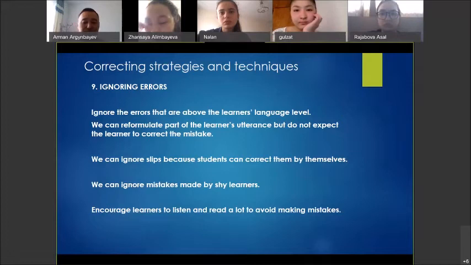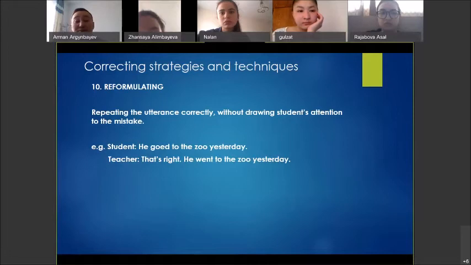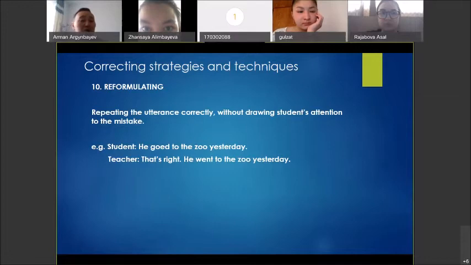The 10th technique is reformulating. Reformulating is similar to echo, but in echo, we repeat exactly the same phrase that the student says with a rising intonation. But reformulating is rephrasing, paraphrasing what the student said in a correct way. So repeating the utterance correctly without drawing the student's attention to the mistake. For example, the student says "he goat to the zoo yesterday." So the student here uses past simple -ed. He adds -ed to all the verbs, but it's an irregular verb, right?